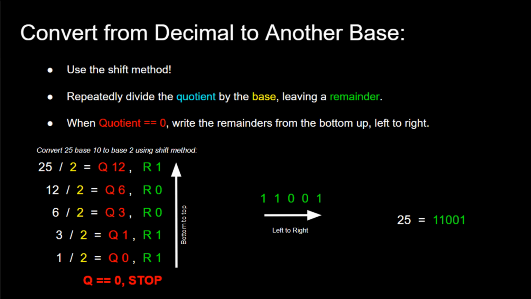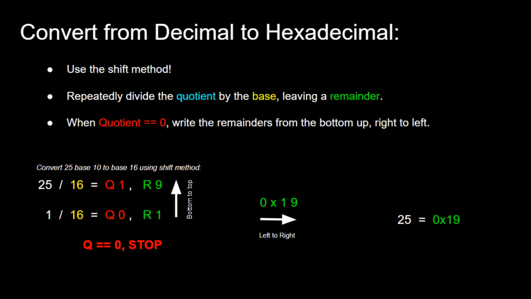Now that our quotient is 0, we exit the division loop and write out our remainders from bottom up, left to right in our resulting binary string. Our result comes out to 11001 in unsigned binary, or 25.